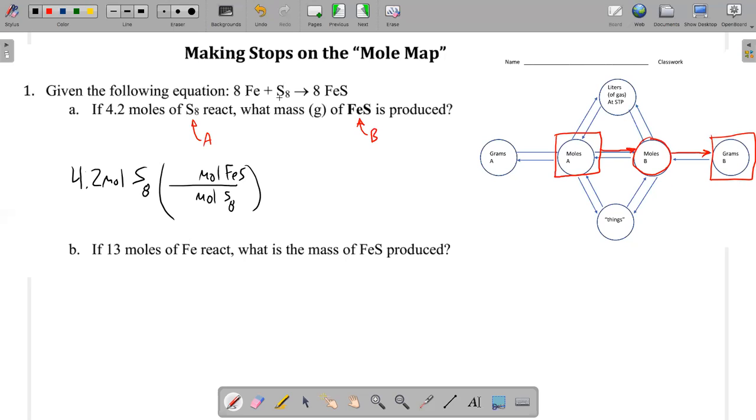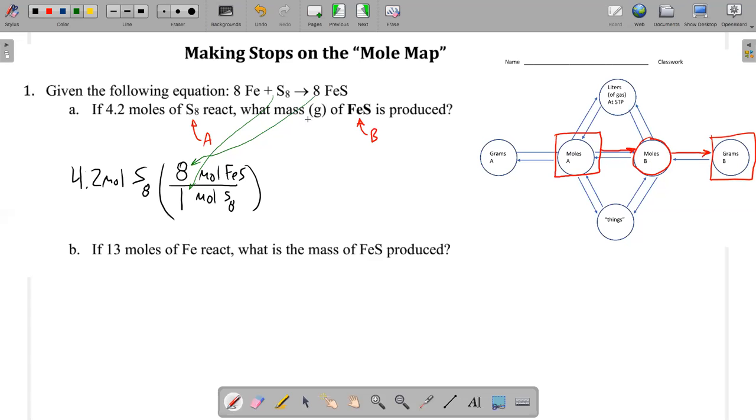So in the equation, there's one S8, but there are 8 iron sulfides. Those numbers come from the coefficients in the balanced chemical equation. Or in other words, for every 1 mole of S8, we're going to get 8 moles of FeS. So if you start with 4.2 moles of S8, you're going to get 8 times more moles than that of iron sulfide. So at that part, you have converted from moles of S8 into moles of FeS.